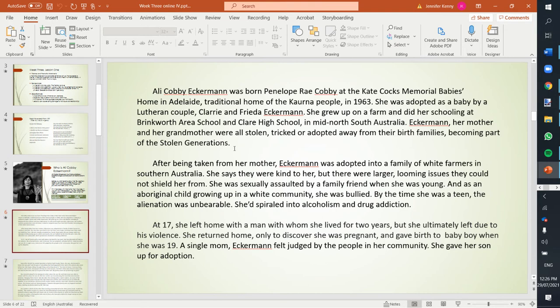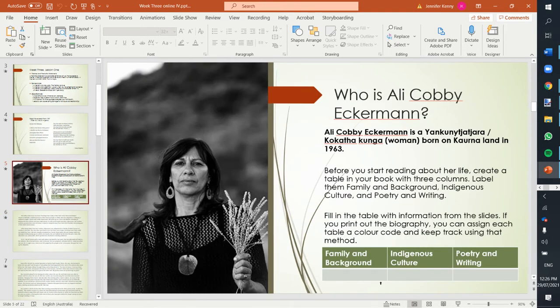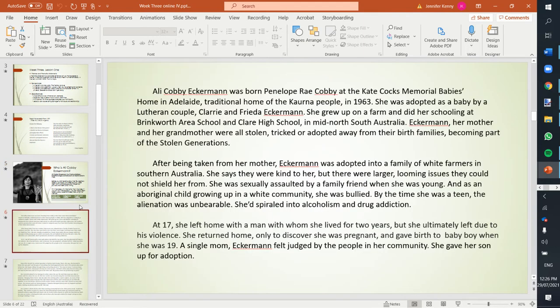Now, the word stolen generation may mean something to you now. Keep it in the back of your mind. Make sure you're filling out this as we go. And family and background, like stolen generation, she was adopted, all that stuff should be in this one. We are going to talk more about the stolen generations in future videos, so don't worry if you don't know what it is.